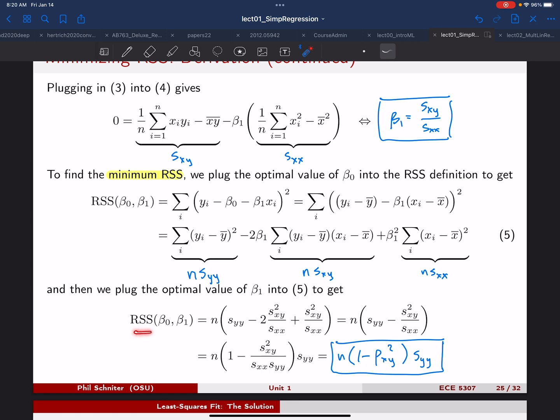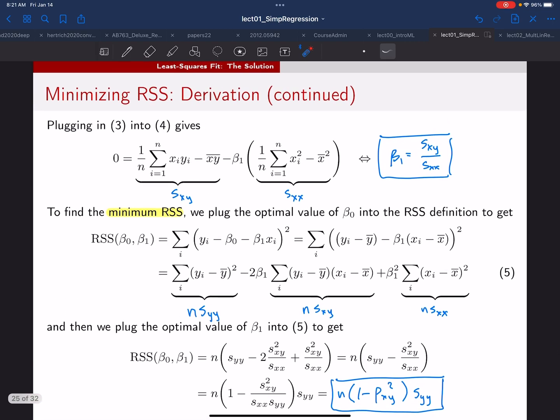So just what we expect. The other thing we notice about this RSS expression is that it grows with n. That makes sense because it's just the sum of all the errors. The larger our data set, the more things we're adding, so it grows linearly with n. And finally, it's also proportional to SYY, the variance of y. So the larger our targets are, the larger our RSS is. Those are all the things we can see looking at this expression. But the most important thing is that the smaller the correlation coefficient is, meaning the closer you can put XY on a line, the smaller your RSS will be, and that's very intuitive. All right, any questions on anything on this page?